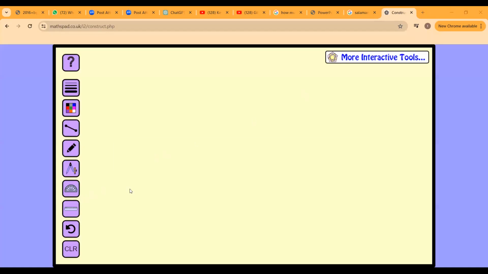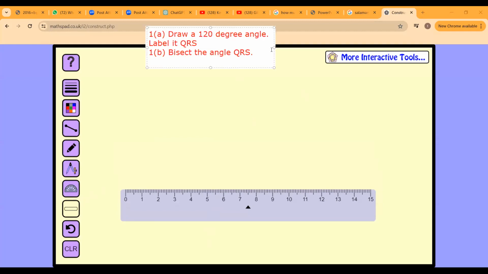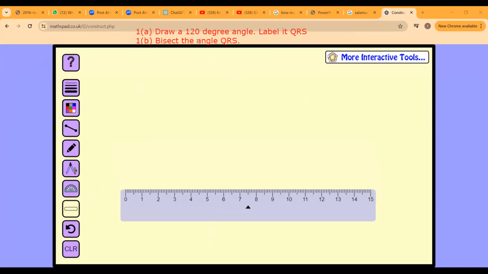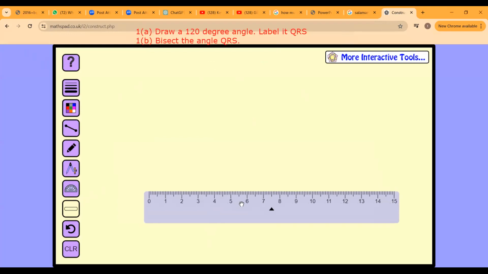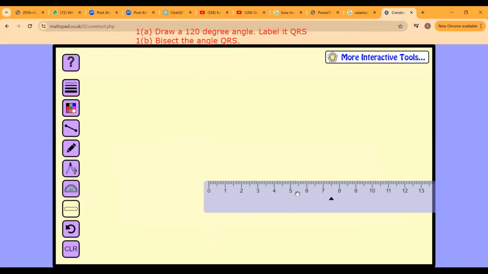Okay, so we want to draw an angle that is 120 degrees in measure. So draw a 120-degree angle, label it QRS. Then we want to bisect that angle. So let's first draw it. In order to draw it, we're going to use a protractor and a ruler. So let me make some space for this angle. I need you all to draw this angle for me. This is going to be angle QRS.